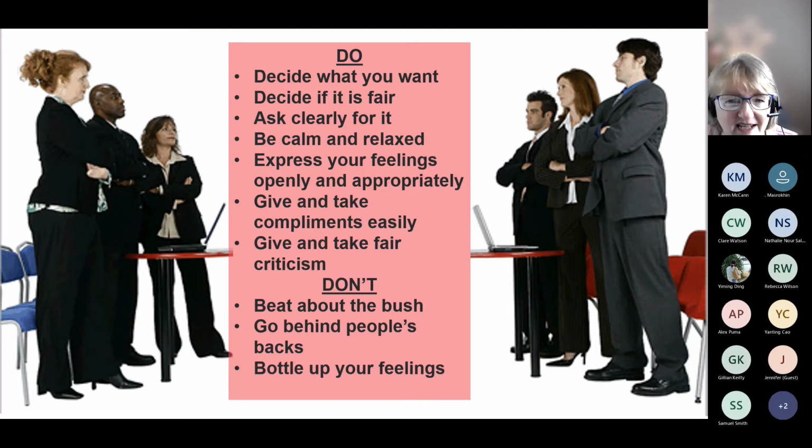Be calm and relaxed. That can often be the hardest part of it. Express your feelings openly and appropriately, so with care for the other person. Give and take compliments easily, even if that's the first thing you start with. That can be a really good one. And give and take fair criticism. That was one of the things that I asked at the beginning, if you find difficult, and maybe something some of you might want to work on.